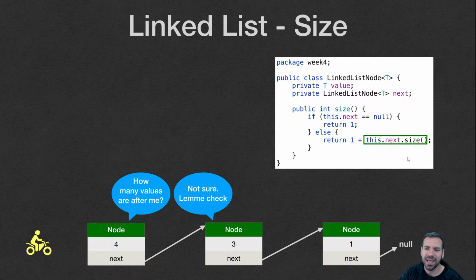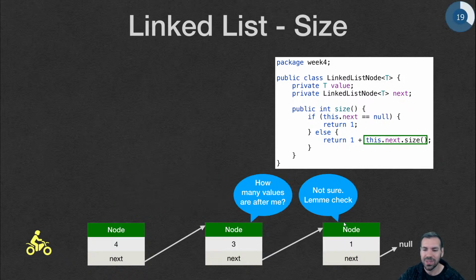It's going to ask its next node what its size is. This node also doesn't know its size. It just knows that its next is not null. That's the only thing this node knows, is that its next is not null. So it's going to ask its next, which is not null. It's going to ask it its size.